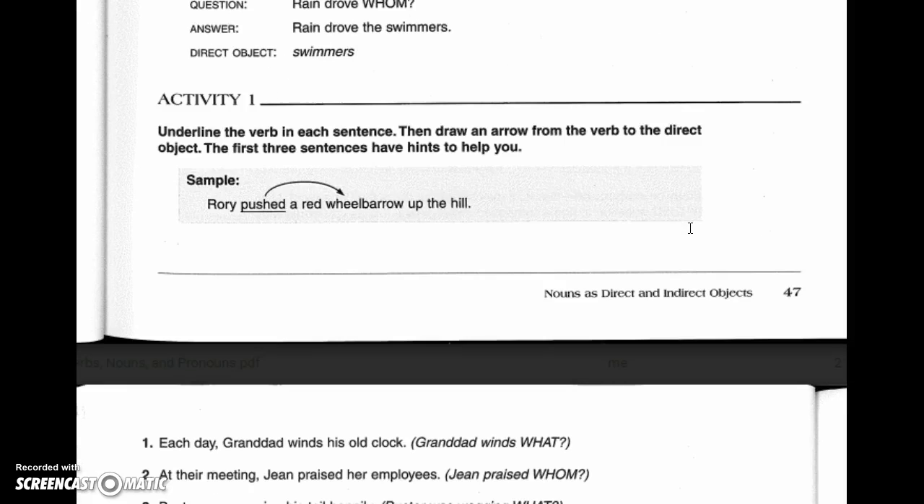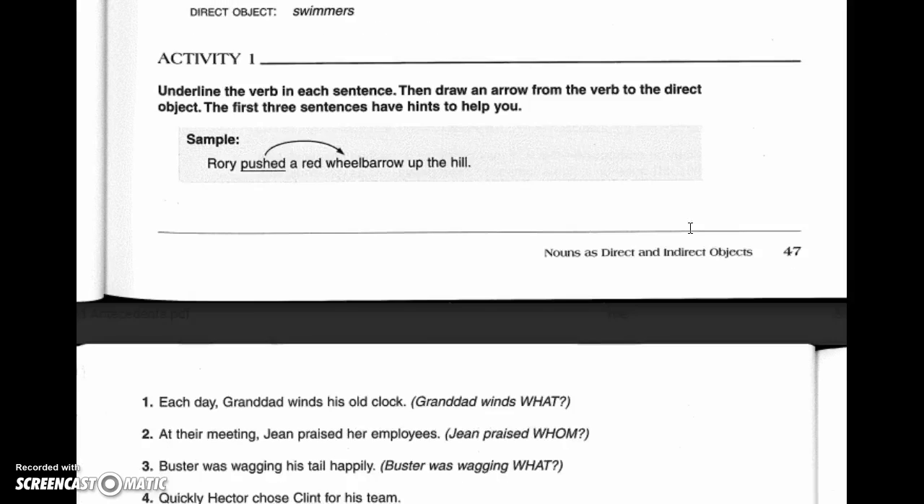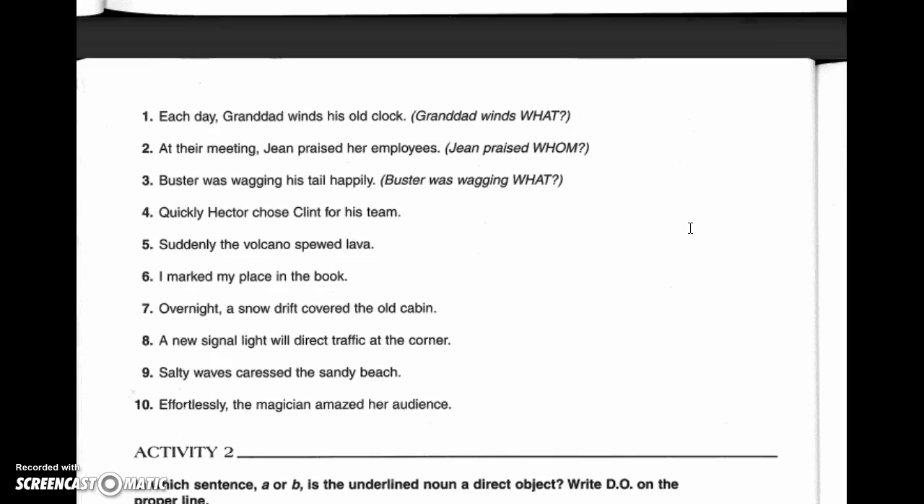Okay, so like I said, in activity 1, you're going to be writing down the verb and then writing down the direct object and linking it with an arrow, as you see in the sample here. Rory pushed a red wheelbarrow up the hill. So you're going to be putting an arrow from push to the direct object wheelbarrow. In activity 1, I would like you to do numbers 1 through 10. So you're going to write out the verb and the direct object with that arrow. You can pause your screen now.